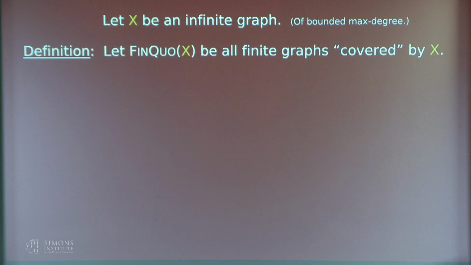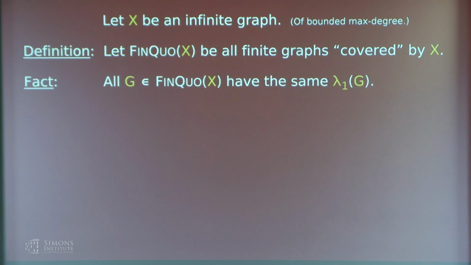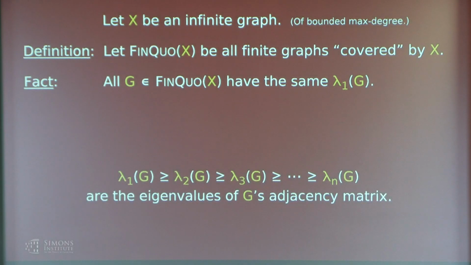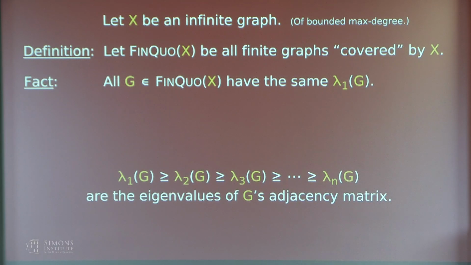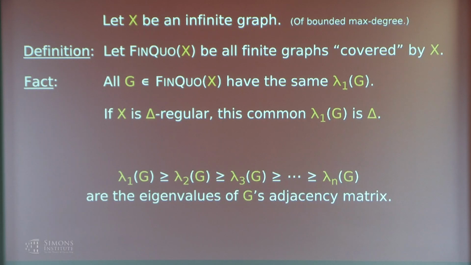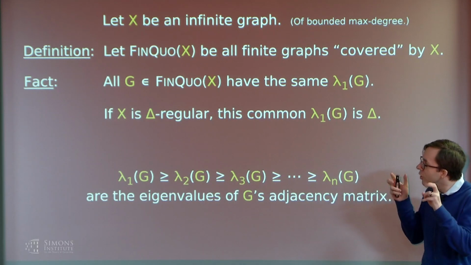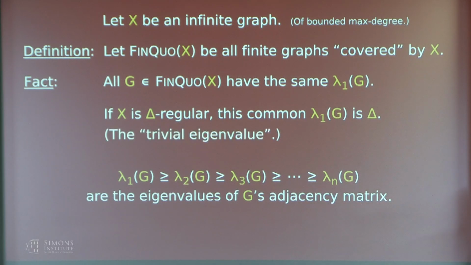So fixing an infinite graph X, we're going to be studying all the finite graphs that are quotients of it. And it's a simple fact that all of these graphs have the same largest eigenvalue. So I'm going to use this notation, lambda 1 through lambda n, for the eigenvalues of the adjacency matrix of the graph G, ordered from largest to smallest. So all the finite quotients of an infinite graph have the same largest eigenvalue. And in particular, if the infinite graph is delta regular, then so are all the finite graphs. And this common eigenvalue is the trivial eigenvalue, namely delta.